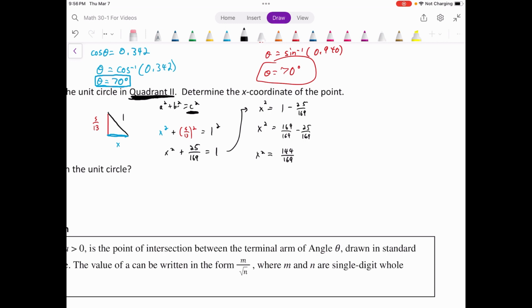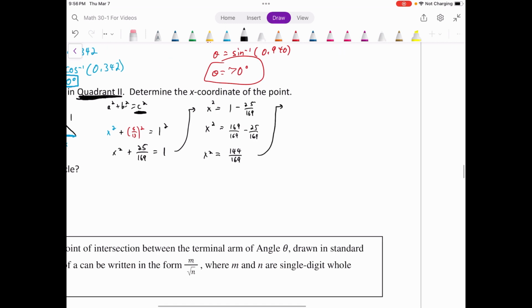We get that, ooh, I really didn't give myself enough room here. We get that x is just the square root of 144 over 169. And hey, those are actually both perfect squares, so this worked out nicely. The square root of 144 is 12. The square root of 169 is 13. Now, we took that square root, so we got to keep in mind, it could be plus or minus, right?